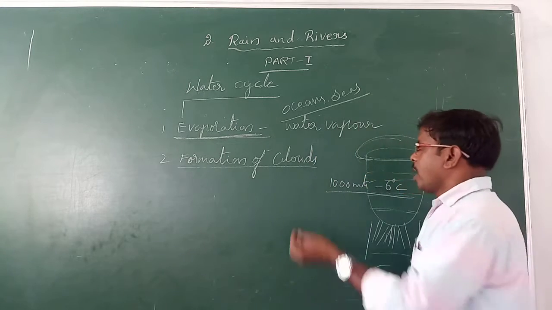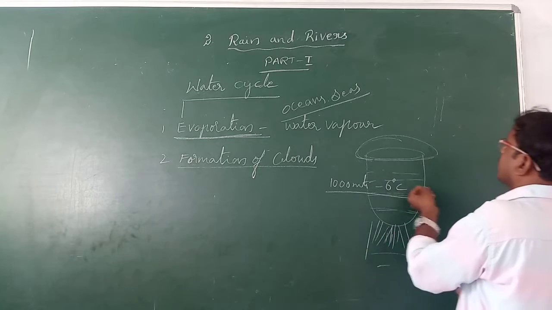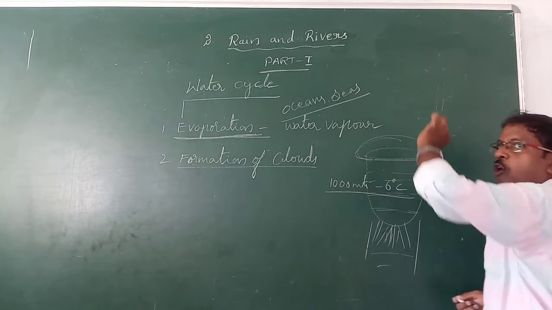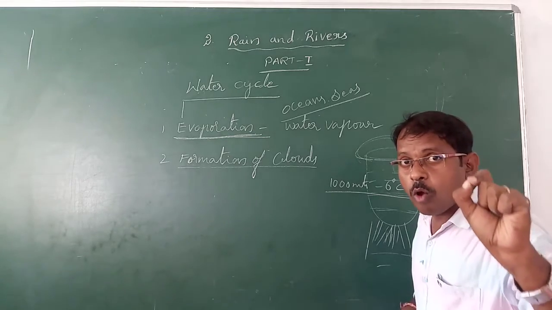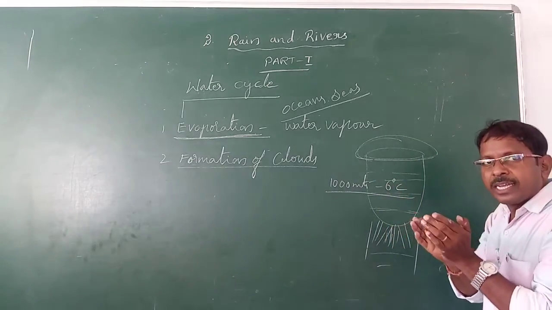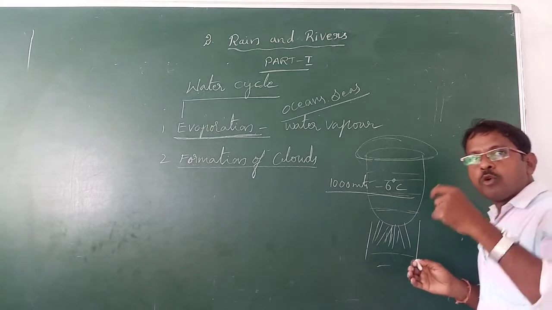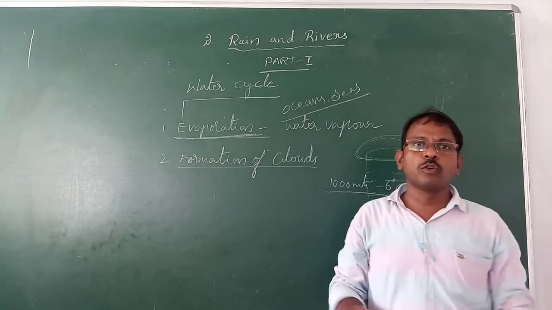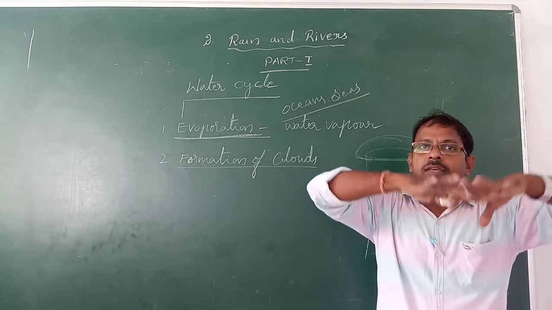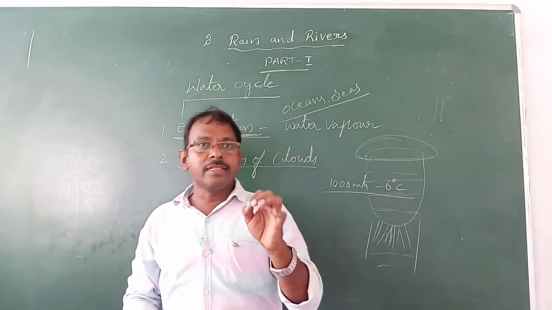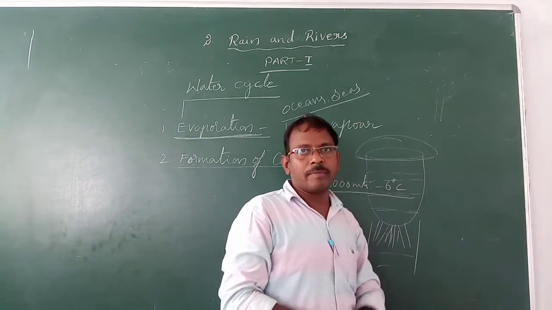Have you understood? Evaporated water rises up and cools. Then it changes into small water droplets, and they come closer and join with smoke and dust in the sky. Smoke and dust in the atmosphere also join with that. Then they form clouds. You understand? Like that, clouds will form.